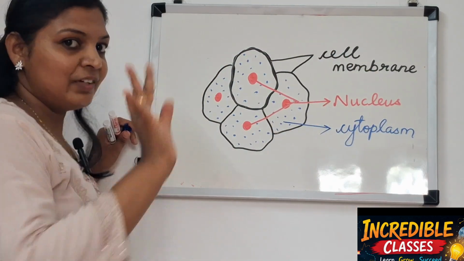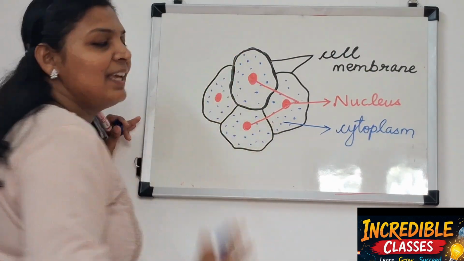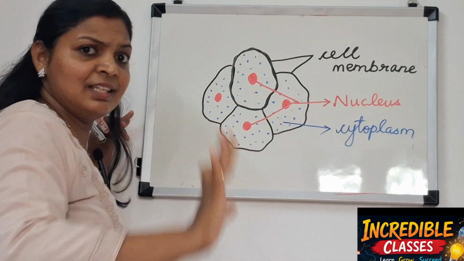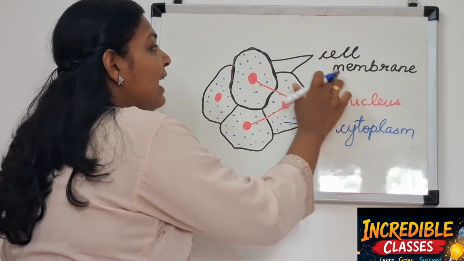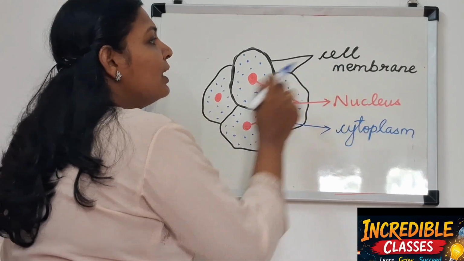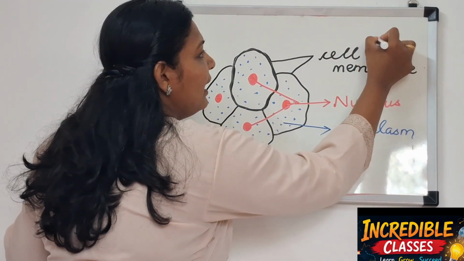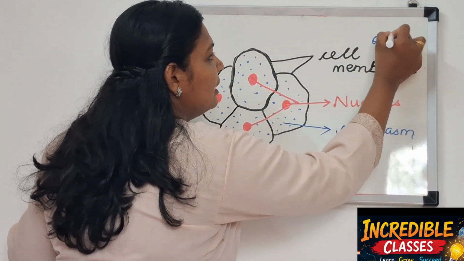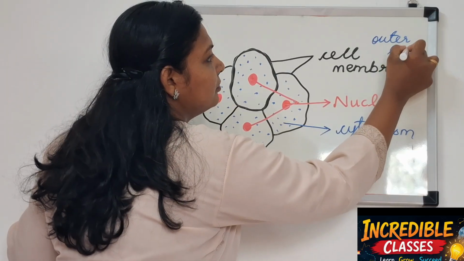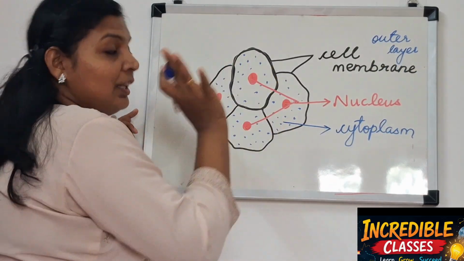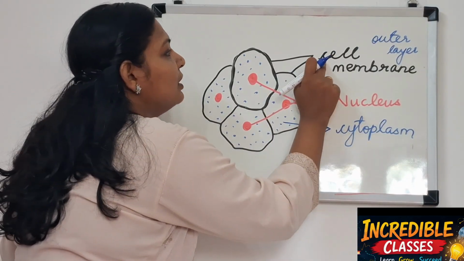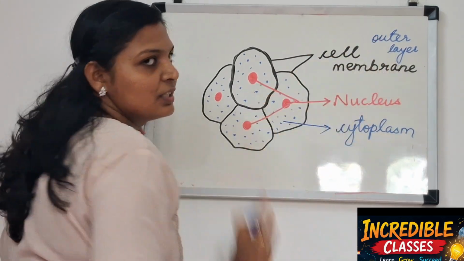Cytoplasm. Three things I told you. A cell has three basic things. Whatever the cell is, it has an outer layer. What is the cell membrane? It is an outer layer that you can see. It is for protection, that we will discuss. So the cell membrane is the outer layer.